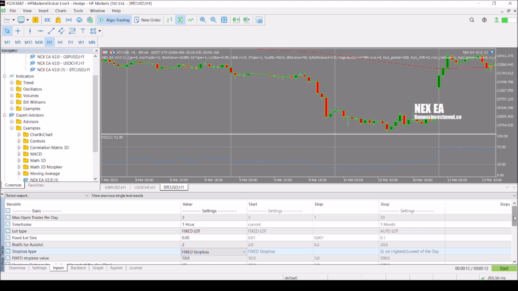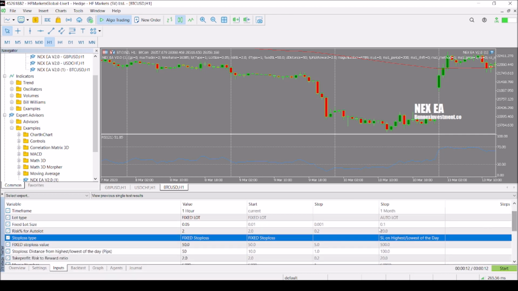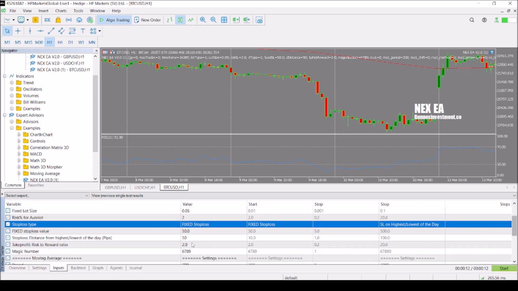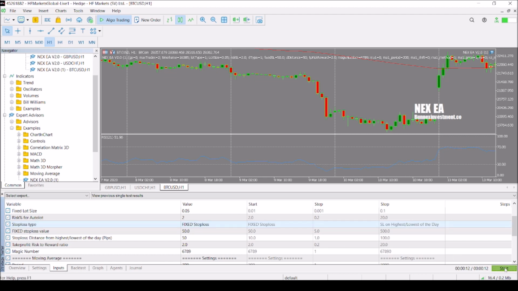Pound USD is actually a high volatile pair. We are going to have a fixed stop loss of 50 pips, and then our take profit should be on a reward to risk of 2, which is this one. All these are actually available as settings for each and every pair, so that if you want to have this EA for your side, you can actually learn through. After setting all this, let's now start the test.